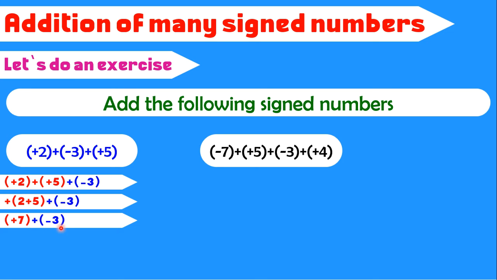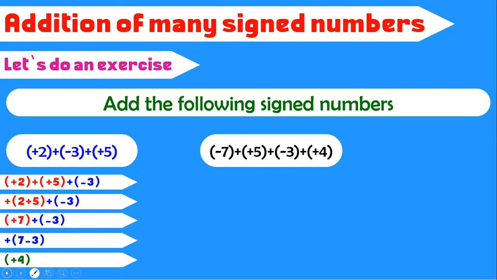Added to minus 3. Again, we have a positive sign number and a negative sign number. We put the sign of the greater number, which is 7, so we will put plus and then we do a subtraction. So 7 minus 3 will give us plus 4. And here is the answer.